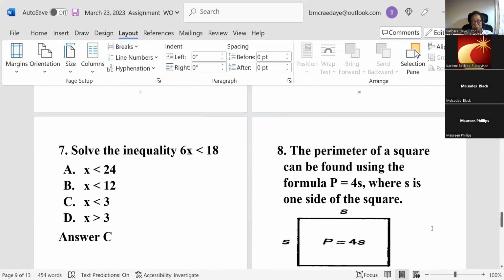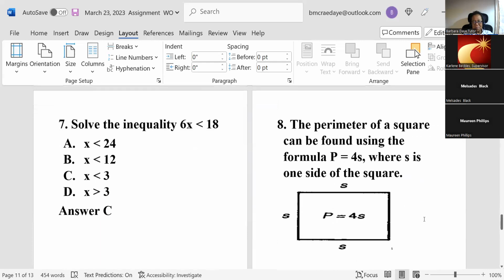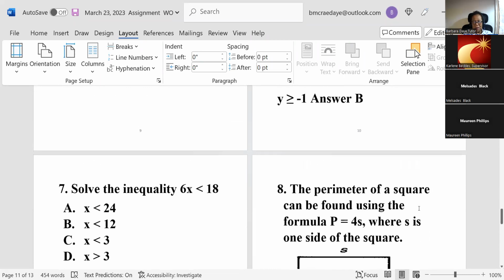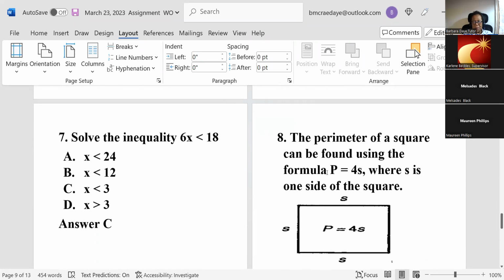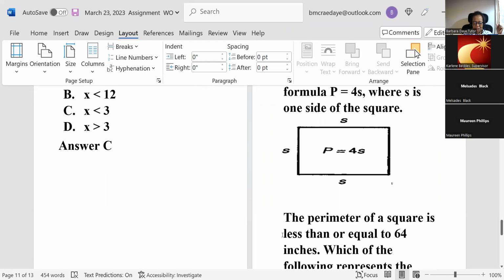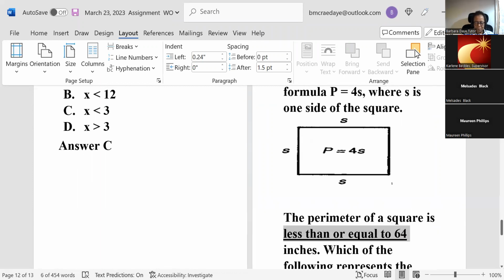Okay, number 8, perimeter. P equals 4s, 4 times the length of a side. And the perimeter is less than or equal to 64. All right, let's just underline that. So that means you've got to multiply the 4 sides, right? For the perimeter. What did you say, Maureen?